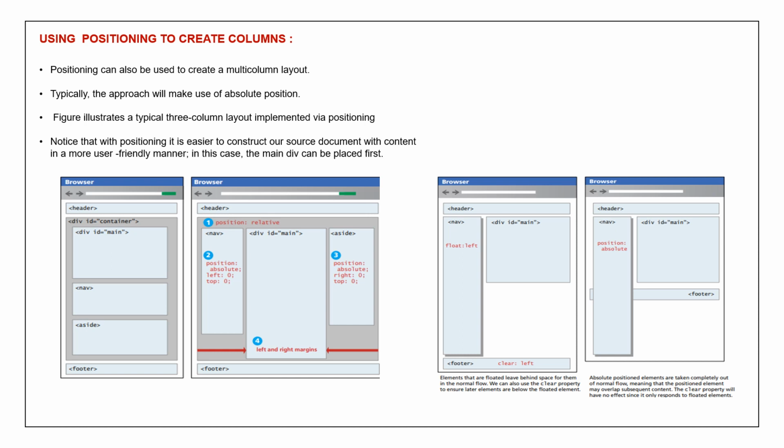Notice that with positioning it is easier to construct our source document with content in a more user-friendly manner. In this case, the main div, that is the division tag, can be placed first. Here, after the header, the division tag is placed first.